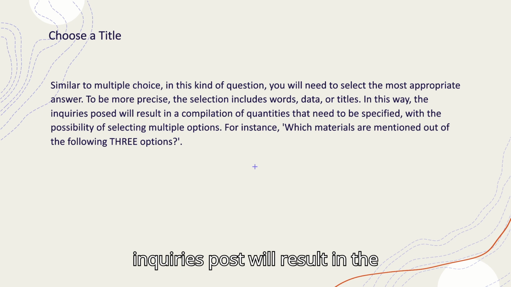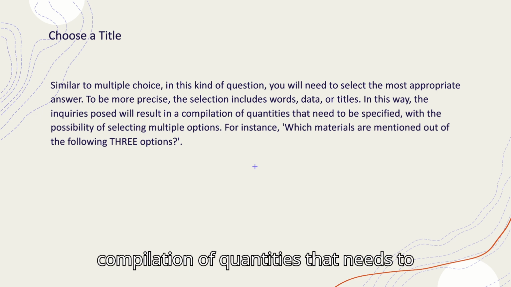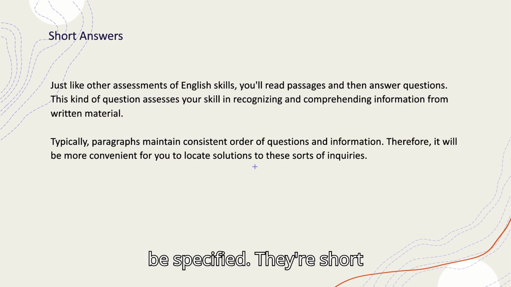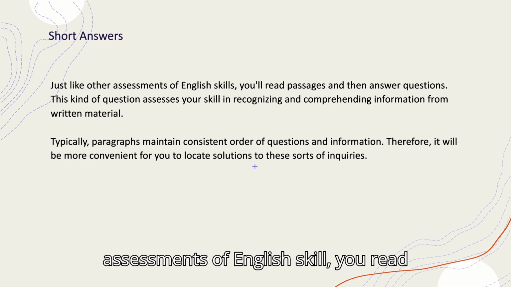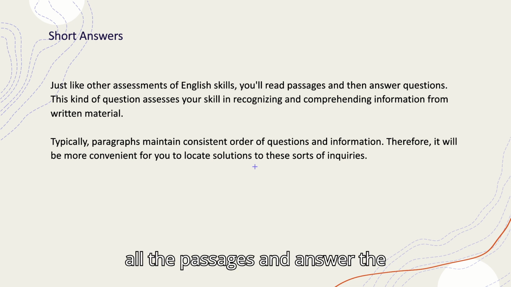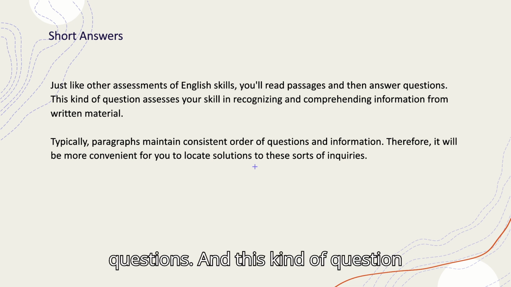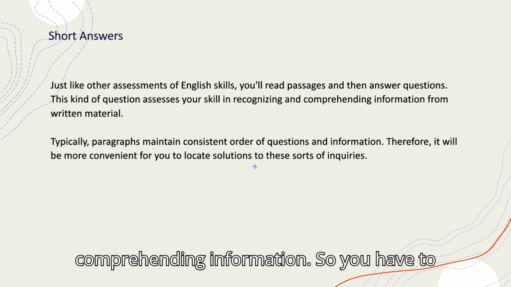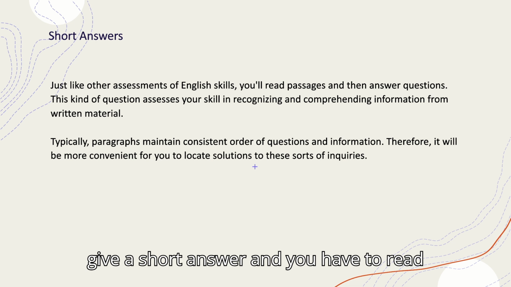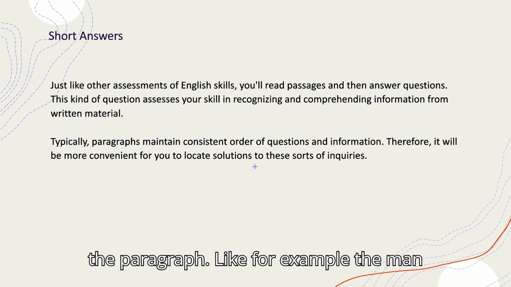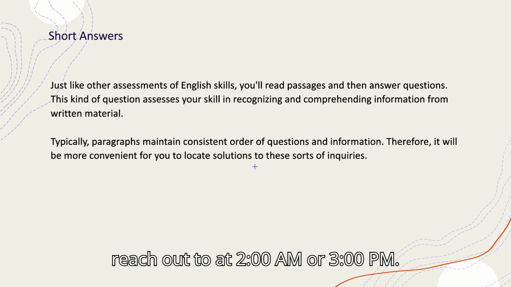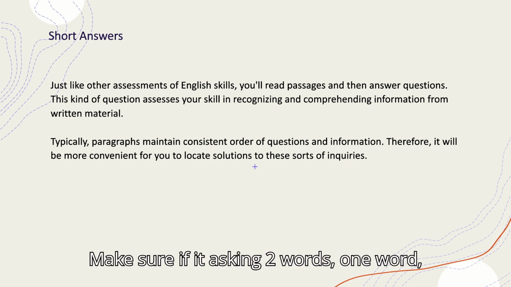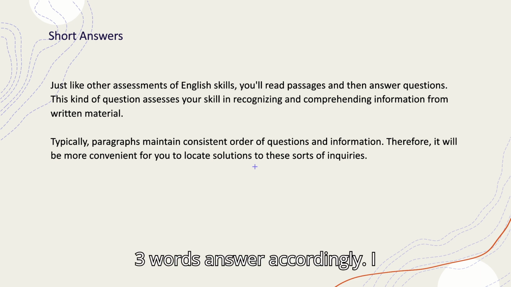In this way, inquiries will result in the compilation of quantities that need to be specified. They are short answers. Just like other assessments of English skill, you read all the passages and answer the questions. This kind of question assesses your skill in recognizing and comprehending information. So you have to give a short answer and you have to read the paragraph. For example, the man reached out at 2 a.m. or 3 p.m. Make sure if it asks for 2 words, 1 word, or 3 words, answer accordingly.